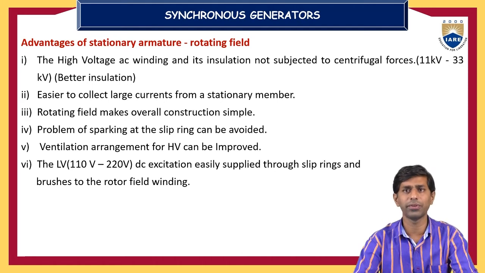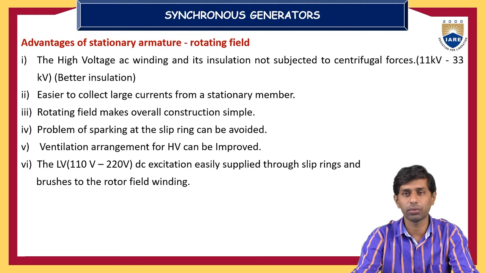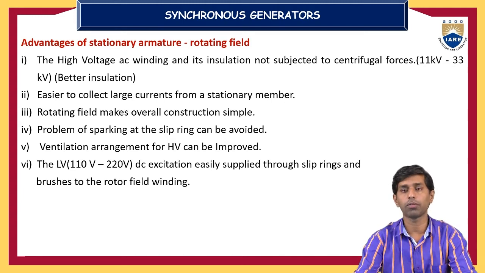There is no problem of sparking at the slip rings, because the excitation voltage which we supply to the alternator, which is 200, 220 or 250 volts, is not much higher compared to the generated induced EMF in the alternator, which is in the kVs. And the ventilation arrangement for high voltage windings can be improved, because it is a stationary object. And the low voltage, 110 volts to 220 volts DC excitation, is easily supplied through slip rings and brush arrangements for the rotor field winding.